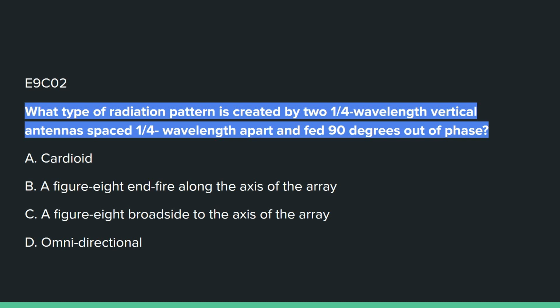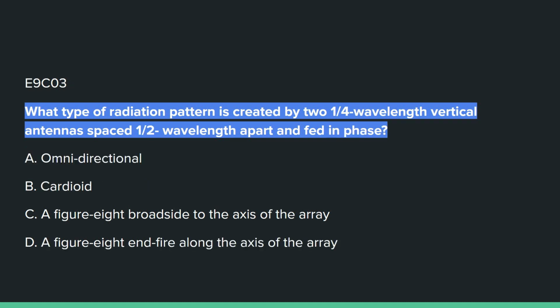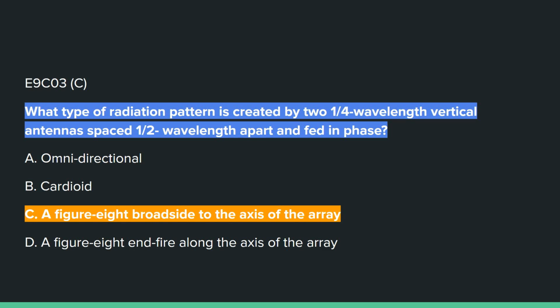E9C02, what type of radiation pattern is created by two quarter wavelength vertical antennas spaced quarter wavelength apart and fed 90 degrees out of phase? A. Cardioid. E9C03, what type of radiation pattern is created by two quarter wavelength vertical antennas spaced half wavelength apart and fed in phase? C. A figure 8 broadside to the axis of the array.